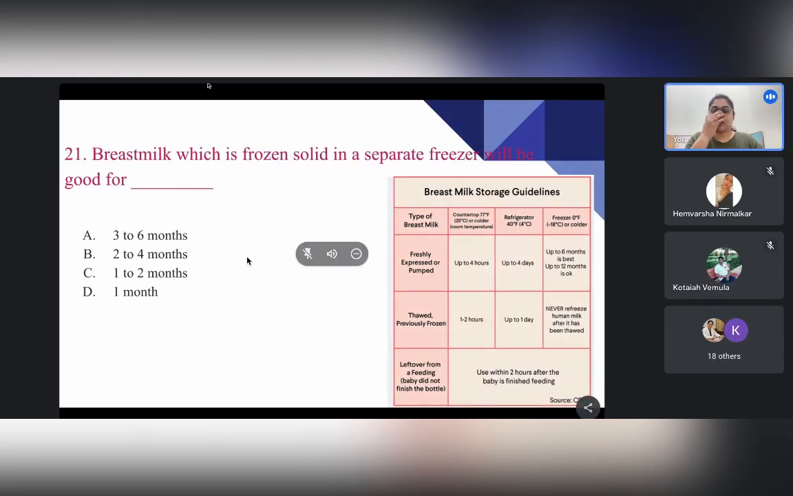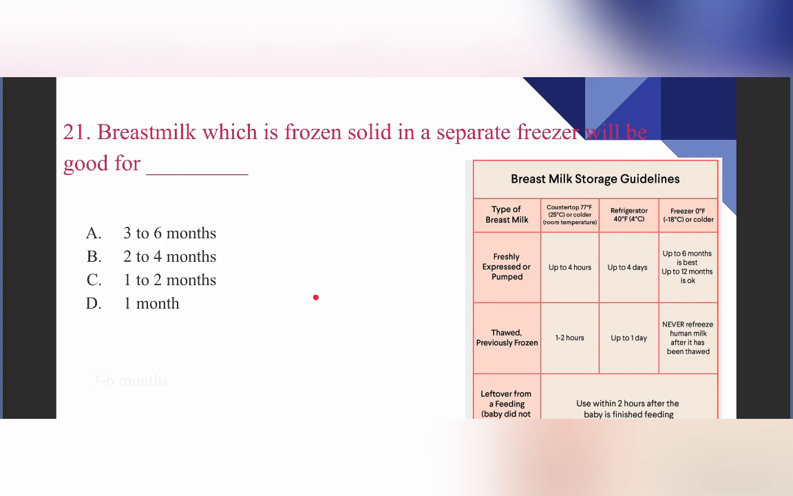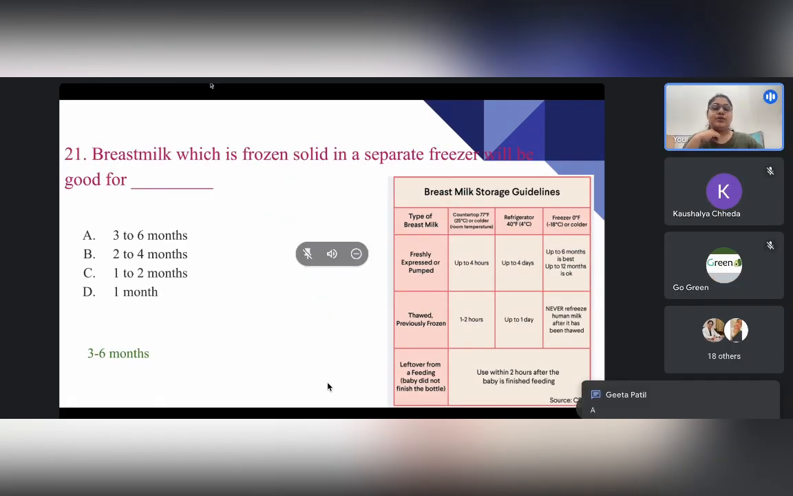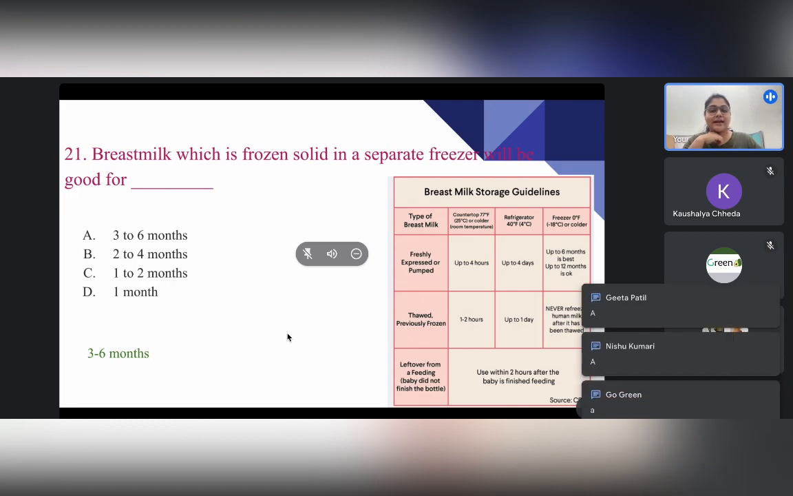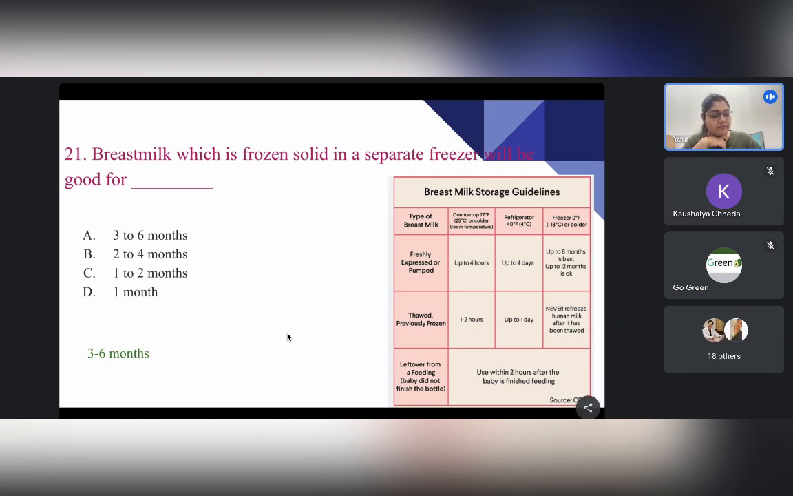Okay, so breast milk which is frozen solid in a separate freezer will be good for Option A, ma'am. 3 to 6 months. 3 to 6 months, right. So we have discussed this in our previous session, but I would just like to go over it once again, since there was somebody who had asked about the storage of milk.